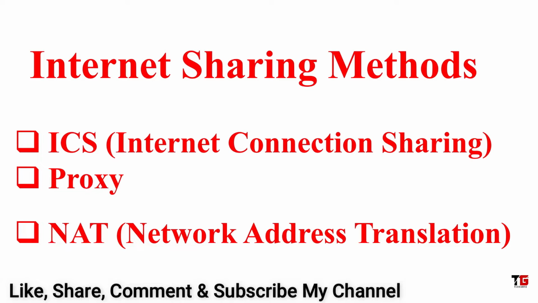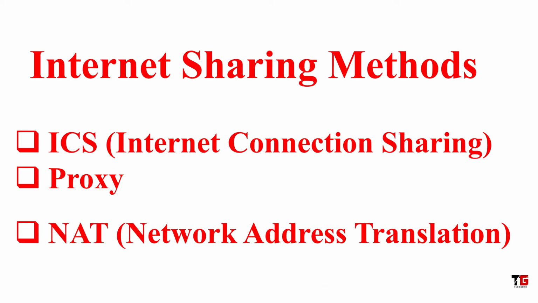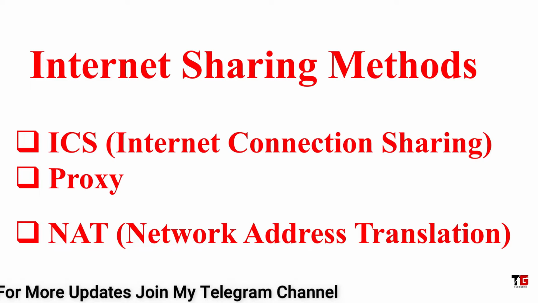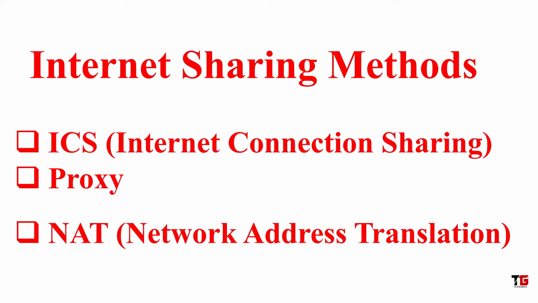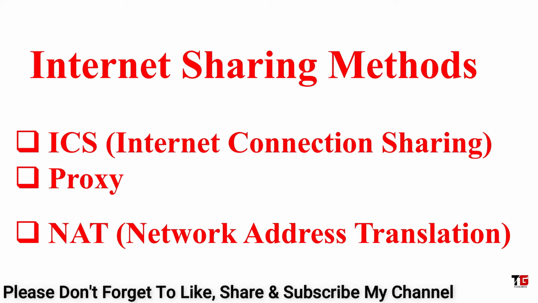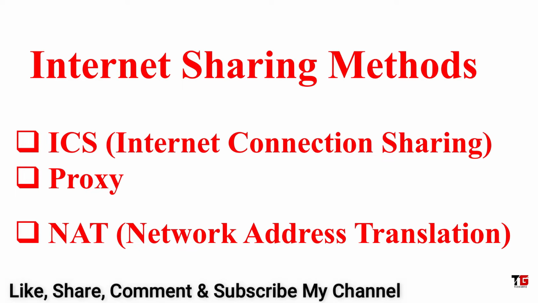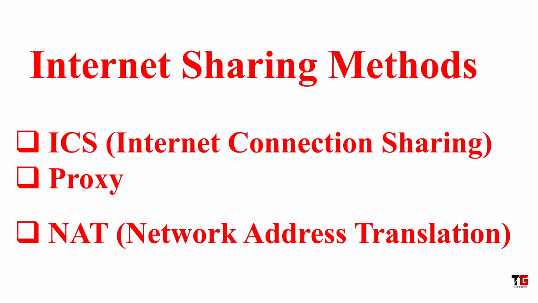The first method, Internet Connection Sharing, is used in small offices, cyber cafes and homes. The second method, proxy, is used in schools and colleges. The purpose of proxy is for monitoring purposes. The third method, Network Address Translation, is mostly used in production environments, meaning in IT companies. To provide internet, NAT converts public IP address to private IP address and private IP address to public IP address.